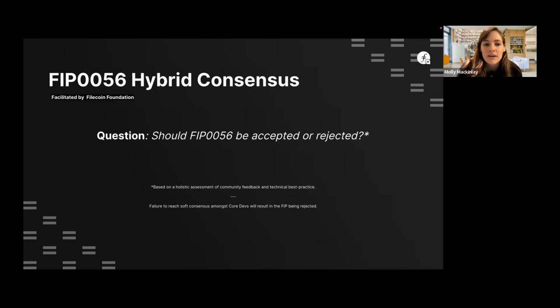But again, I don't think we have enough alignment, and I agree with Ayush's position that the FIP has not generated enough broad community support in order to be accepted within our governance process. And so I think it should be rejected. It does not match my personal feeling for what the FIP should be and what is best for the Filecoin network. But that's what I think is appropriate for our governance process.